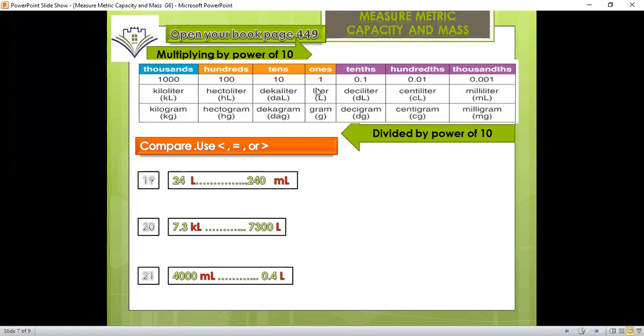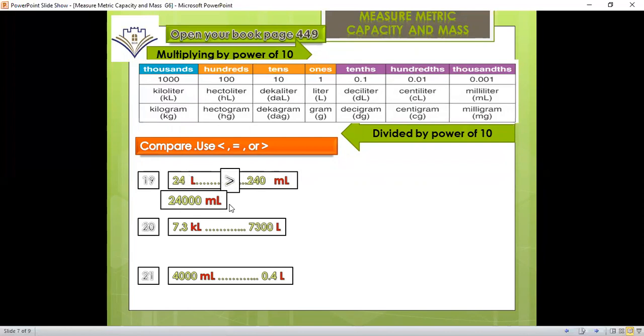Then multiply it by what? How many jumps? 1 in 10. Multiply 10, multiply 10 means 1,000. Then 24 multiply 1,000 equals 24,000 milliliter. Then it's easy to know which one. 24,000 milliliter is bigger than 240 milliliter.